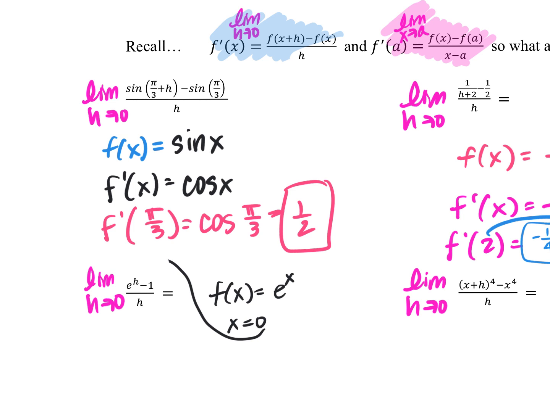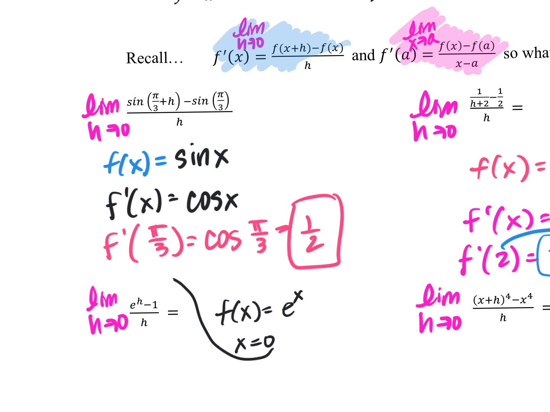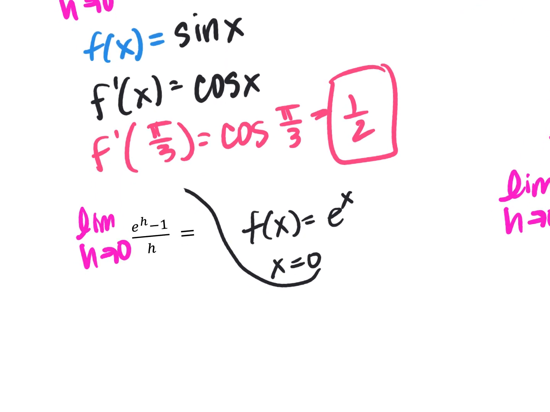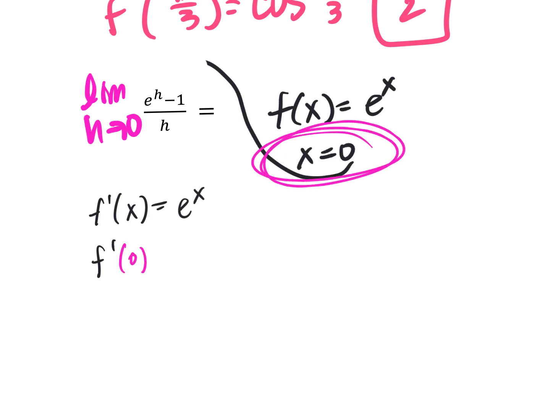So do not lose sleep on this. This is not big picture, I promise. I just want to show us some random examples. So if my function is e to the x, what do we love about e to the x? What's its derivative? Yeah, f prime of x is still e to the x. Where did they want that derivative? When x is 0. So we got e to the 0 is 1. That's my final answer.